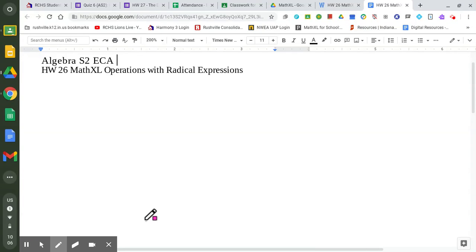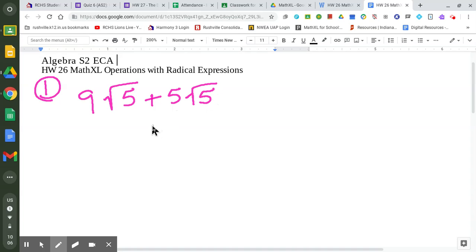So here are some examples for homework 26, which is adding and subtracting radical expressions. Example 1, you should have the same number under the radical. And when you have that, you just add together the first two numbers. So 9 plus 5 gives me the 14 square root of 5, and the square root stays the same.